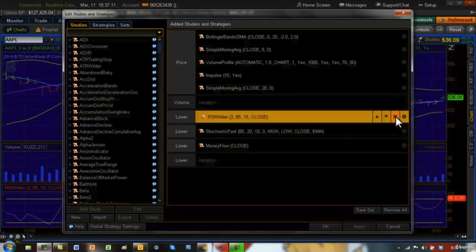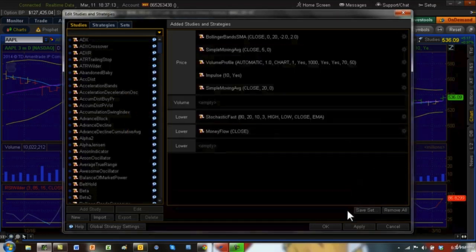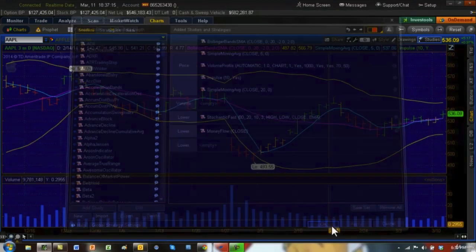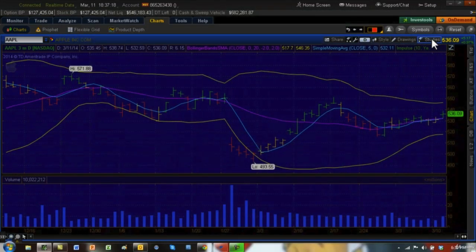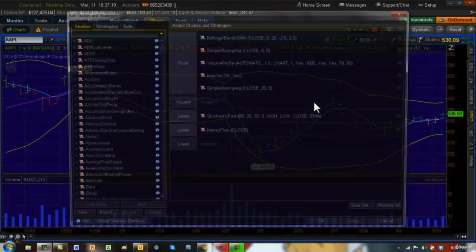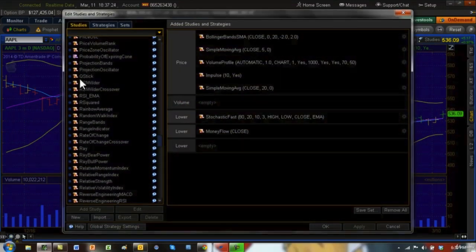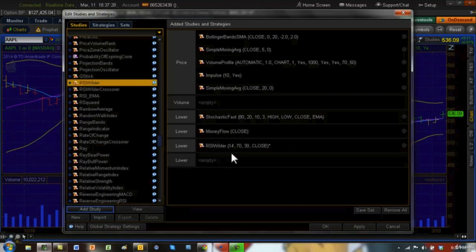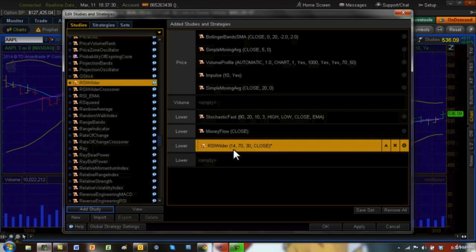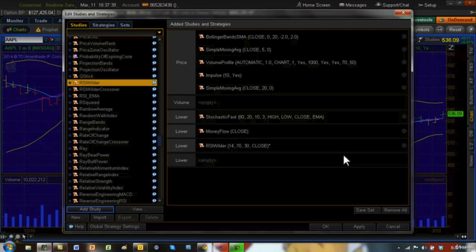Let me go ahead and delete it. Okay, so the RSI is deleted right now. We apply it, and there's no RSI right now. Let me go ahead and add it now. If you come to the RSI Wilder, and you should see RSI on all trading platforms, the default value is 14. So the look-back period is 14 bars, the overbought category is 70 and the oversold is 30.